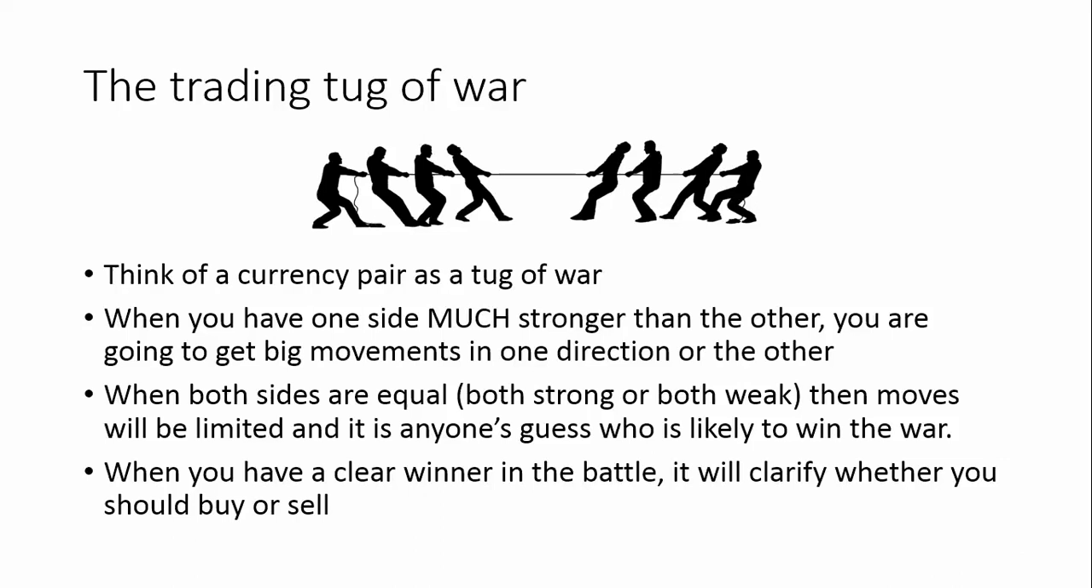So when you think of a tug of war, when you've got one side which is much stronger than the other, that rope is going to move very convincingly in one direction. If two are very, very similar, it's not going to go anywhere. So think of that in terms of the currency pairs. We always want to be pairing strong versus weak because of this principle. You get much more predictable and much greater movements in one direction when one currency in the pairing is stronger than the other. You have a clear winner in the battle, and that will clarify in your mind whether you should buy or sell. And remember, we get paid when we speculate on the direction correctly.